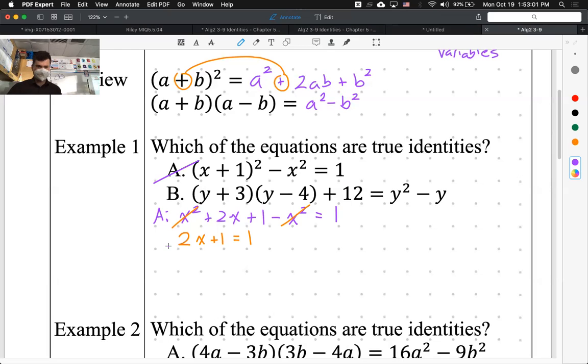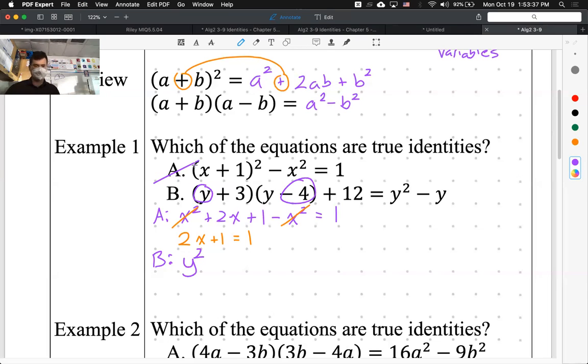Let's try B. Again, I'm going to multiply this out. I put this on here because it's one of the problems that does not really depend on these two formulas. This is just foiling it out. FOIL stands for first, outer, inner, last. So first, y times y. Not quite. Y squared, yep. That's first. Outer is y times this -4.